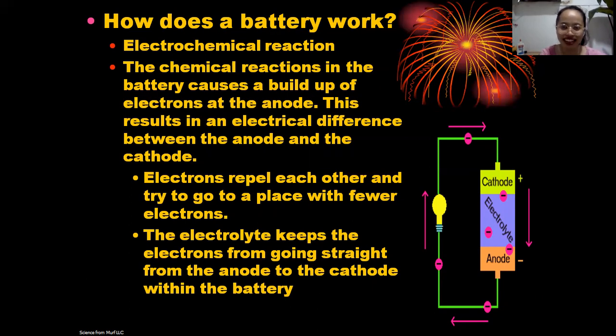Okay, very good, grade 8. Now, how does a battery work? We have an electrochemical reaction. The chemical reaction in the battery causes a buildup of electrons at the anode. The anode here in your battery is your negative charge, and the cathode is the positive charge of your battery. Electrons repel each other and try to go to a place with fewer electrons. The electrolyte keeps the electrons from going straight from the anode to the cathode within the battery.